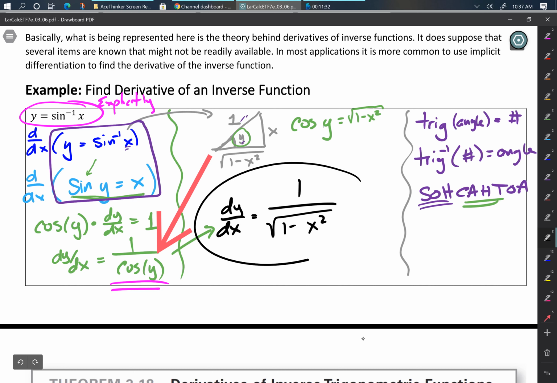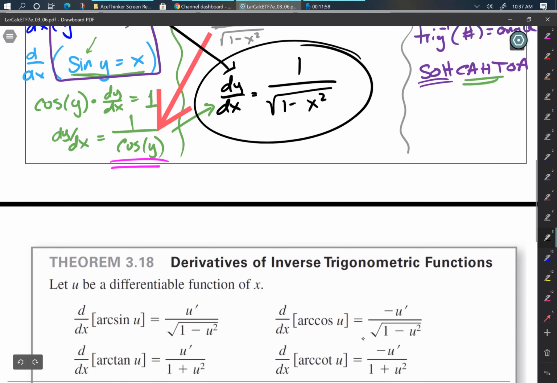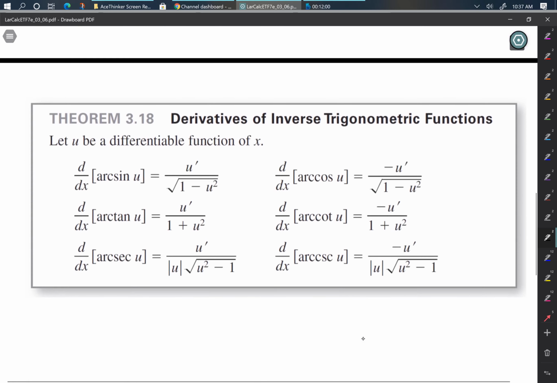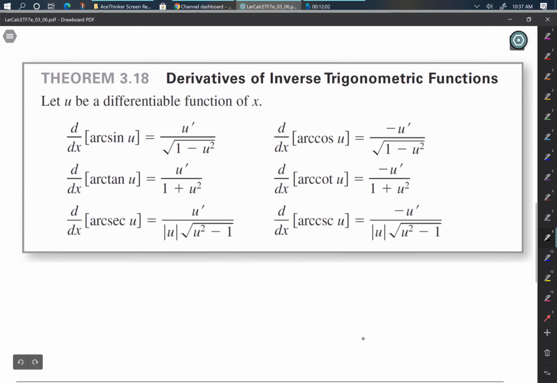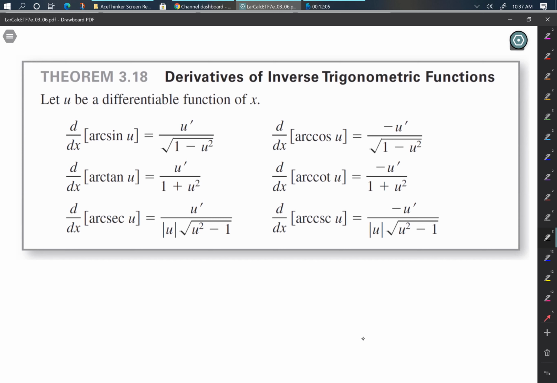Okay? So for the arcsine function, the derivative of the arcsine of x is equal to 1 divided by the square root of 1 minus x squared. Now this is only true provided that the denominator there is not equal to 0. Remember, you can't have it be equal to 0. Okay? All right. And that same logic can be applied to every trigonometric function out there.